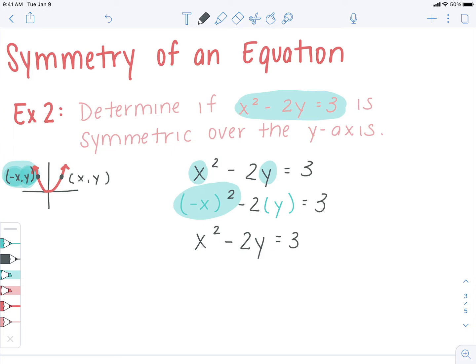Does that make sense? Yeah. So because I didn't change anything, because I was able to get my equation to look exactly the same, this is going to have y-axis symmetry.